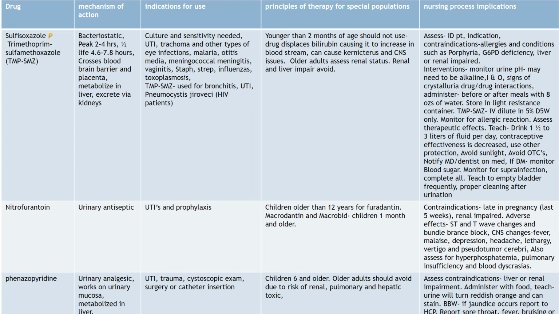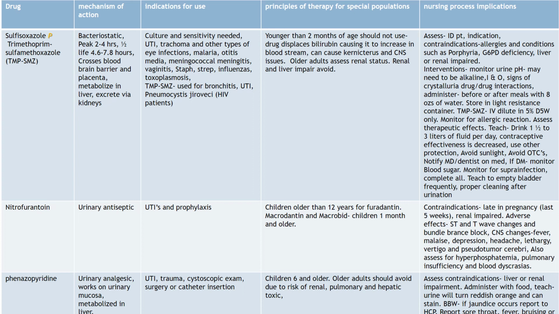Principles of therapy: it must be given to children 6 years and older, and adults should avoid the use because of renal, pulmonary, and hepatic toxicity. We need to assess for contraindications, liver and renal impairment, and teach about administering with food.